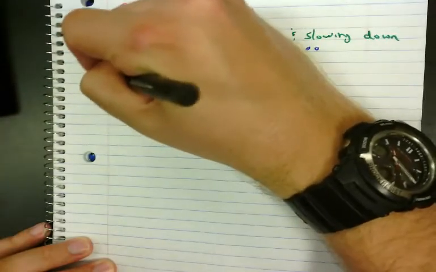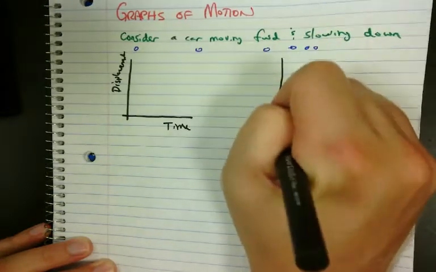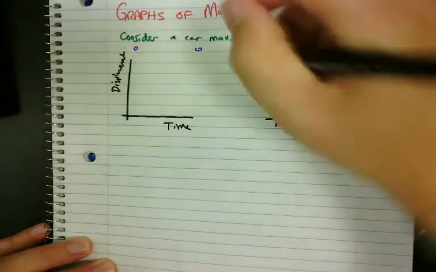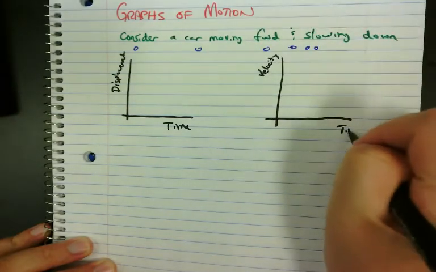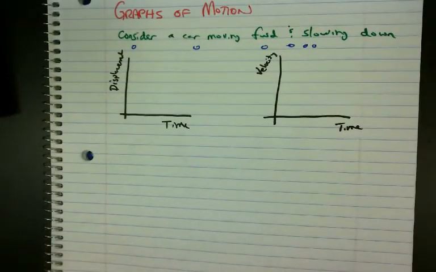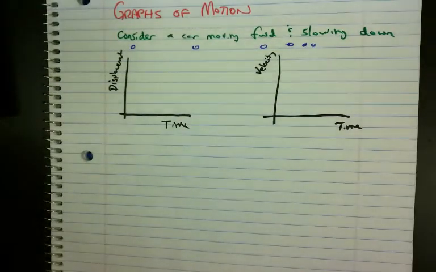I want to make two graphs. I want to make a displacement graph for this motion, and then I want to make a velocity graph. So velocity versus time. So this is what you were doing in the Nearpod, right? What would it look like if I'm going forward and slowing down, how would that look?